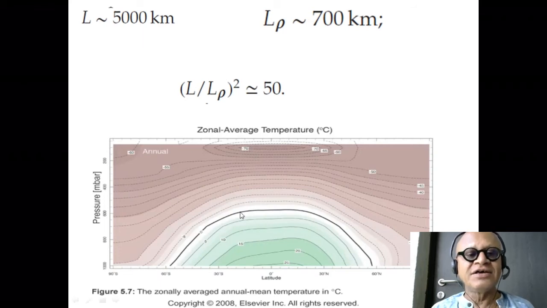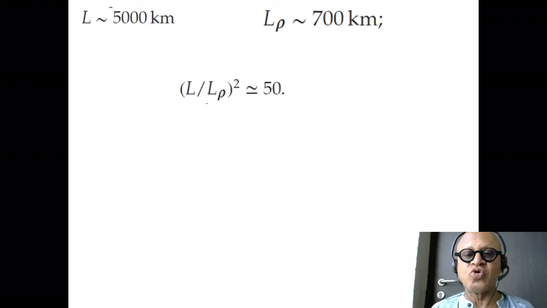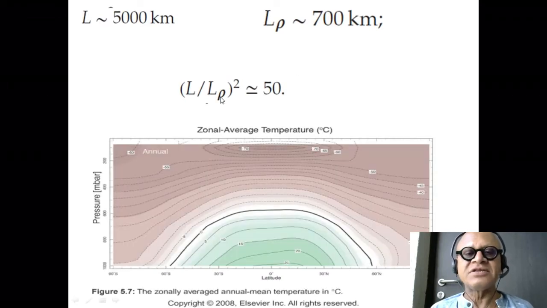So L is order 5,000 kilometers in, let's say, mid-latitudes. L rho is about 700 kilometers, as we had seen before. You plug in the numbers for g prime, N, H over whatever it was, or 2 omega. Okay, so L over L rho squared is about 50. What does it mean?